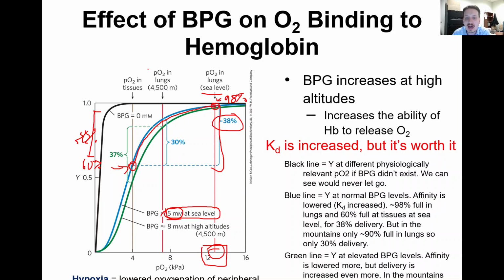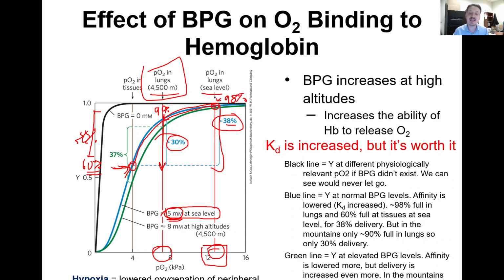Now, the problem is that if we stay with just the 5 millimolar concentration of BPG, but we are up in the mountains where the concentration of oxygen is lower, that means that the lungs don't get the hemoglobin as full. And let's say that maybe it only gets about 90% full. That means that when it goes to deliver, it still only delivers down to about 60% full, because the BPG level is the same, and thus it's only delivered about 30% oxygen, and 30% is less than 38% oxygen. That means you're going to get starved of oxygen, you have lower oxygenation, and you're going to get hypoxia.